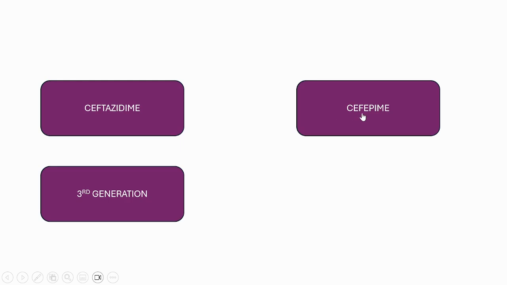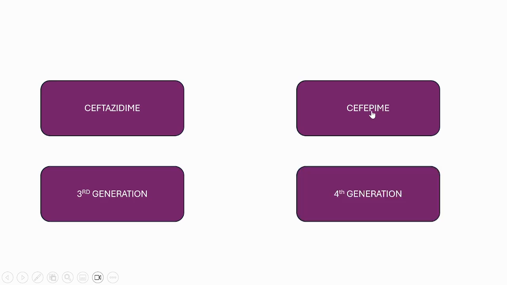Okay, so now cefepime. Again, this is very easy because you can see the letters P and I in it, right? And pi is 3.14 ending with 4, or 3 plus 1 equals 4, or our bold letter CLPR. So this has to be fourth generation cephalosporin.